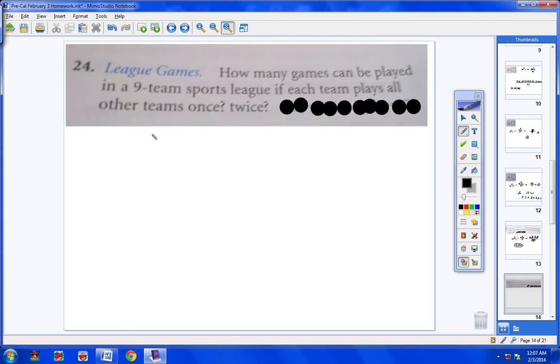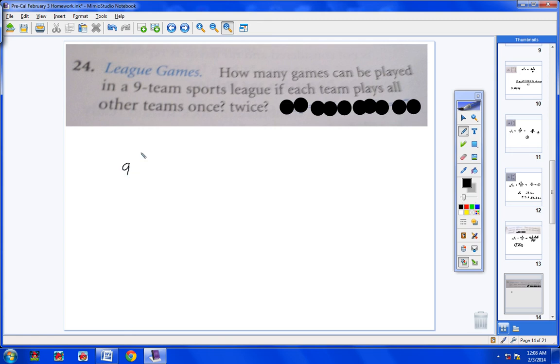How many games can be played in a 9-team sports league if each team plays all other teams once? So if you think about it, if you have America versus Brazil in soccer, isn't that the exact same thing as Brazil versus America? Of course it is. In other words, order doesn't matter. So if order doesn't matter, then we're dealing with combinations.